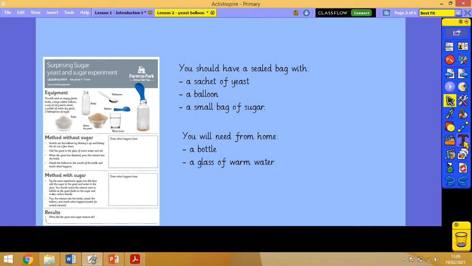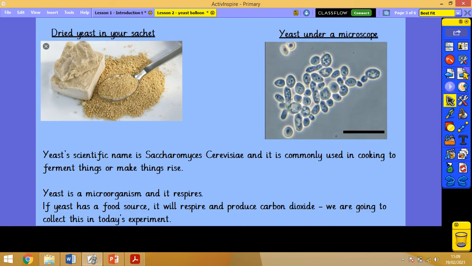If it's too warm, then this experiment won't work, and I'll explain why. The dried yeast in your sachet, its scientific name is Saccharomyces cerevisiae, and it's often used in cooking to ferment things or to make things rise. Yeast is a microorganism and it respires. We respire by breathing. Yeast doesn't have lungs like we do, but they still respire and release carbon dioxide. That's the gas that we're going to see today.